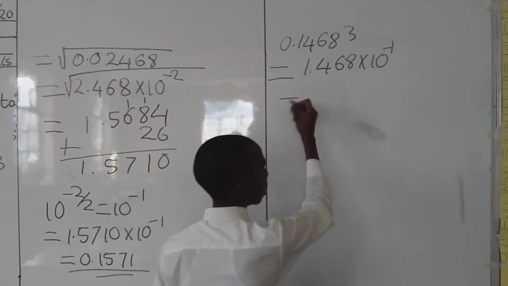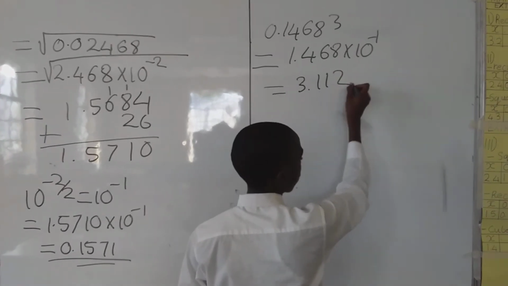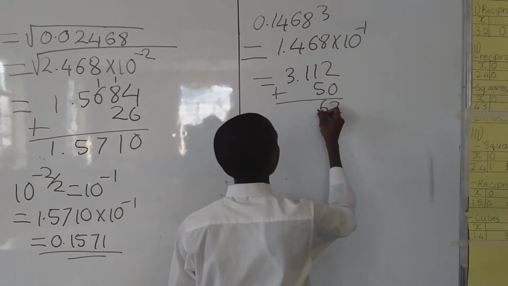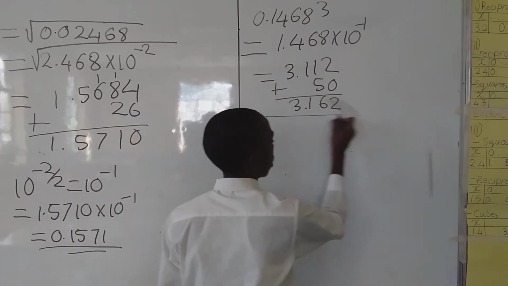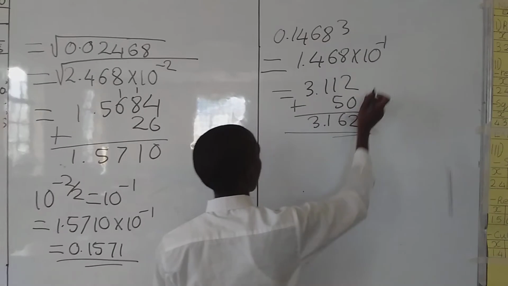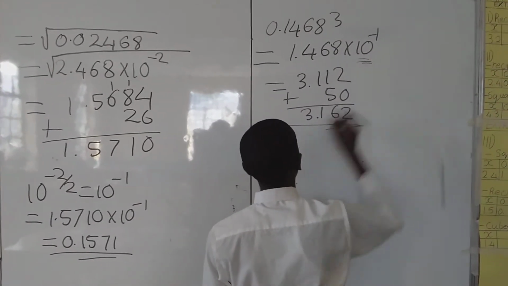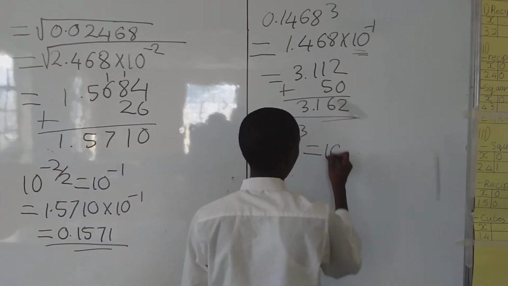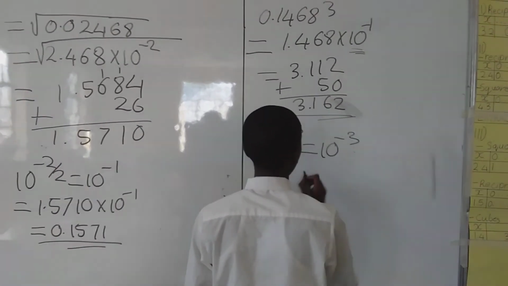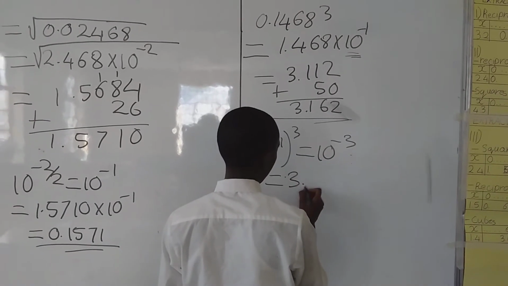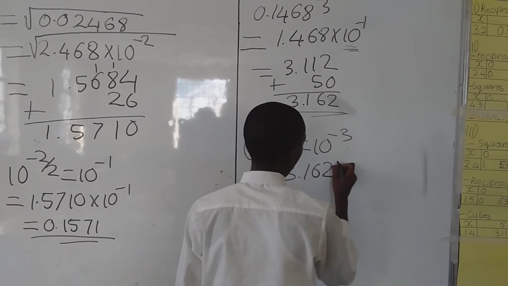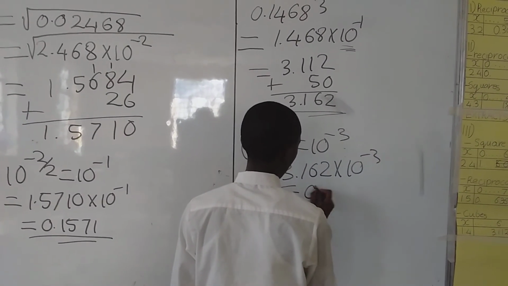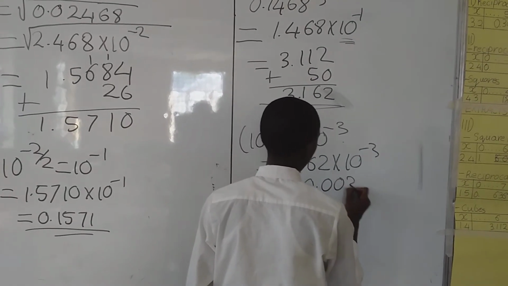So we have 3.112. From the add column, we add 50 directly to the number, we have 3.162. So this is our cube. Remember, we had our 10 raised to power negative 1. We also cube this, we'll get 10 raised to power negative 3. So we'll take 3.162 times 10 raised to power negative 3. So we'll get 0.003162.